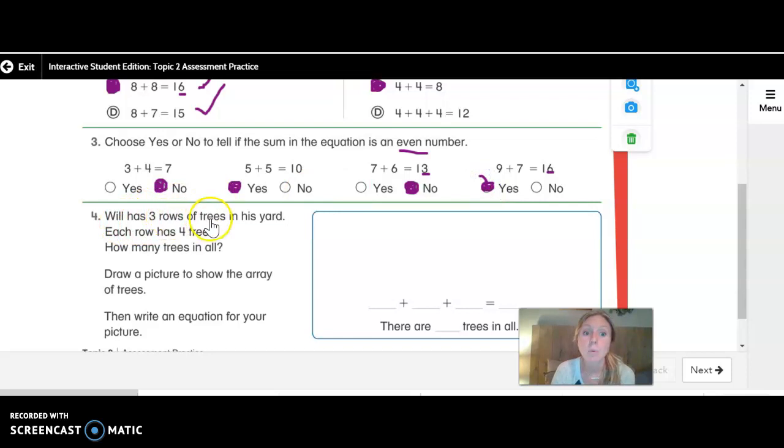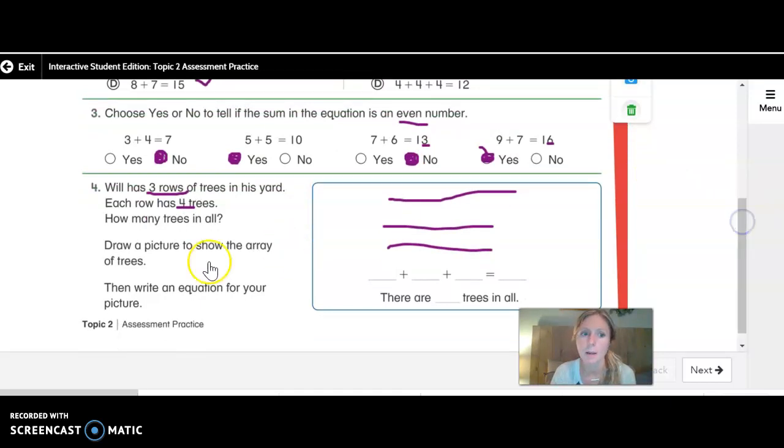Will has 3 rows of trees in his yard. Let's draw a picture right away. How many rows? 1, 2, 3. Do your lines have to be perfect? No way. 3 rows of trees. Each row has 4 trees. How many trees in all? Okay, so that's what we're solving, but it looks like there's more. First, it says draw a picture to show the array of trees. Good, well, we're going to start that. But there's another part. It means we have to do both parts to get the full credit, okay? So we're going to draw a picture and then write the equation.